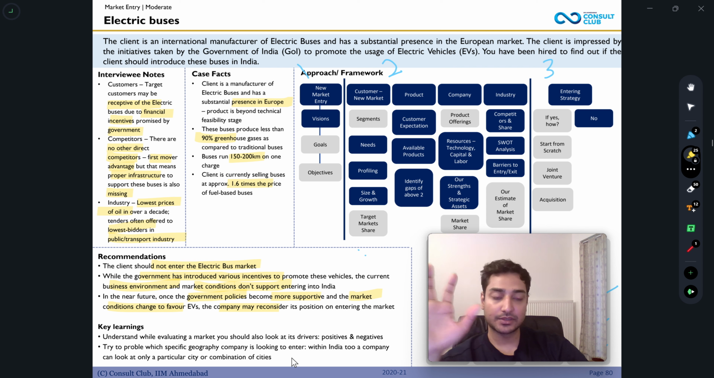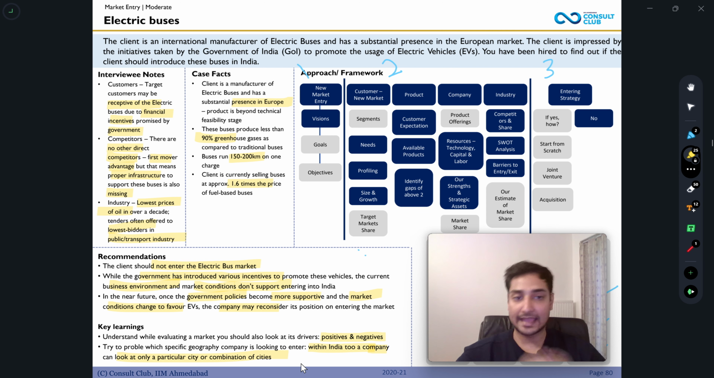So what are the key learnings we can get from analyzing how the candidate performed? First, while evaluating the market, you should also look at its drivers, positives and negatives, which the candidate did, looking at both sides. Second, try to probe which specific geography the company is looking to enter within India. A company can look into a particular city or a combination of cities.